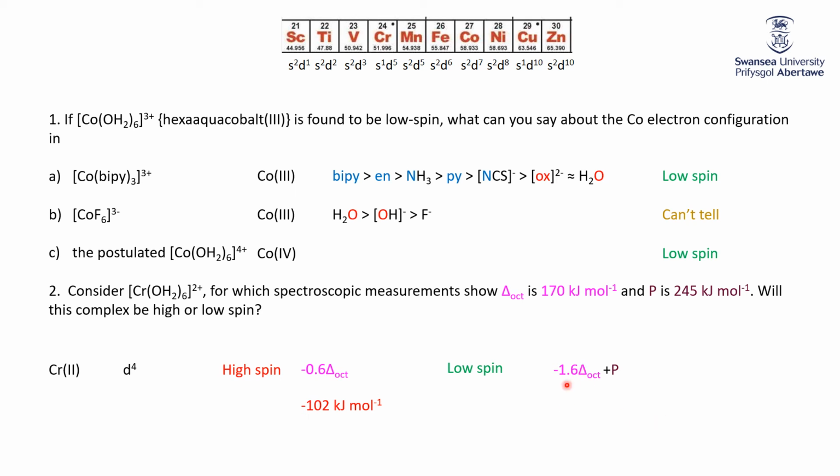For the low spin, 1.6 times 170 is minus 272, but P, that destabilization, is 245. So the low spin here is only stabilized by minus 27 kilojoules per mole. Delta oct is fairly small compared to P. If delta oct is small compared to P, then we expect the high spin to be more stable. That was just a quick little illustration of how those things work.